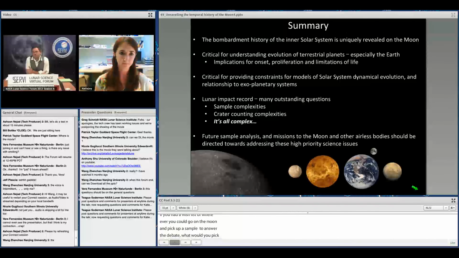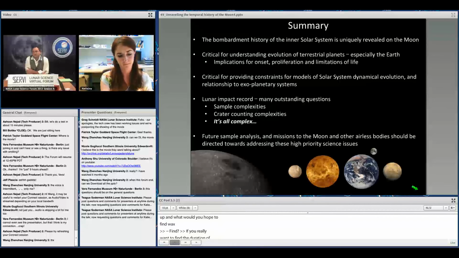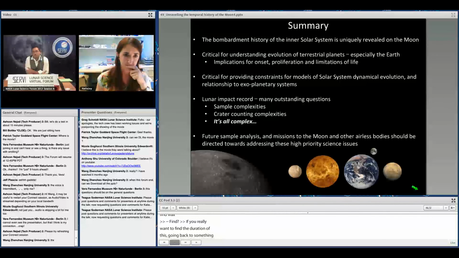So I can hear myself on feedback, so I'm going to take that out. If you want to really pinpoint the basin forming epochs, so the duration of when basins were formed on the moon, going back to sampling the oldest impact basin, South Pole-Aitken crater impact melt is probably the best place to do that. And I think this has been well established. I think David Kring's going to talk about this in a bit more detail tomorrow morning in his presentation.